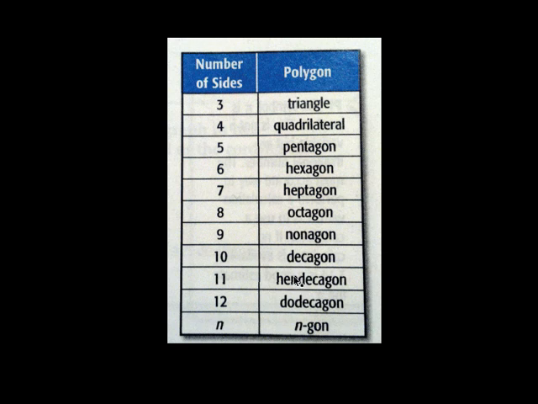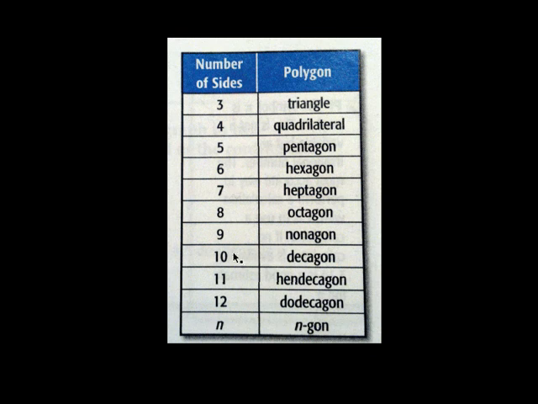Hardly ever heard of this one before. Hendecagon, okay? You don't hear about 11 sides very often. It's a little odd type of number, but that's what they call it right here. Hendecagon. 12 is kind of cool sounding. It's dodecagon. That's 12.